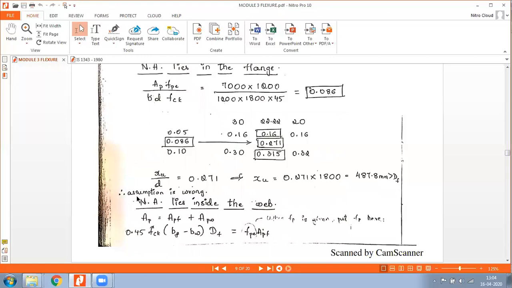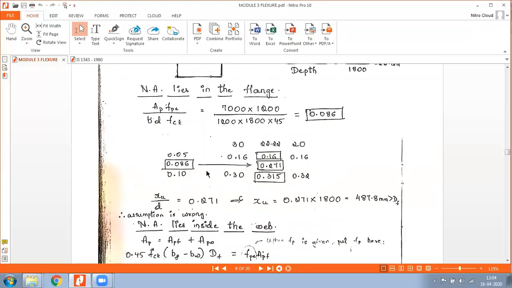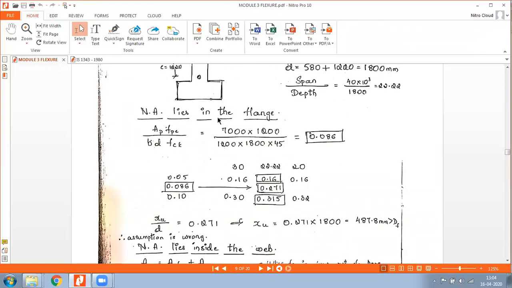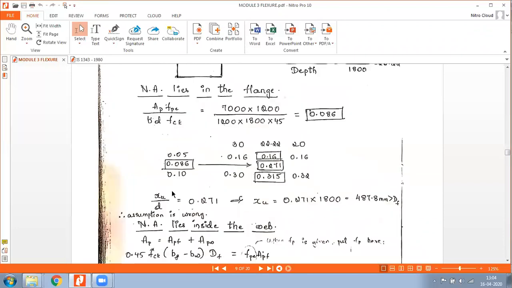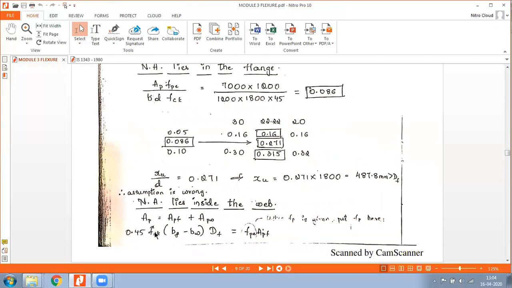Now our assumption is wrong. That is, we have assumed that the neutral axis is going to lie inside the flange. That assumption is wrong. Now we need to do the other assumption, that is, the neutral axis lies inside the web. Then we need to write down the expression, that is C is equal to T. Compressive force is equal to tensile force. Compressive force 0.45 FCK into breadth of flange minus breadth of web into depth of flange, which is equal to tensile force Fp divided by APE.